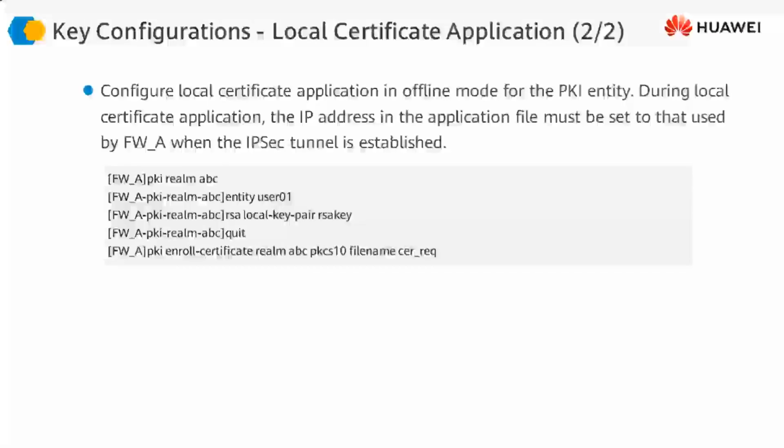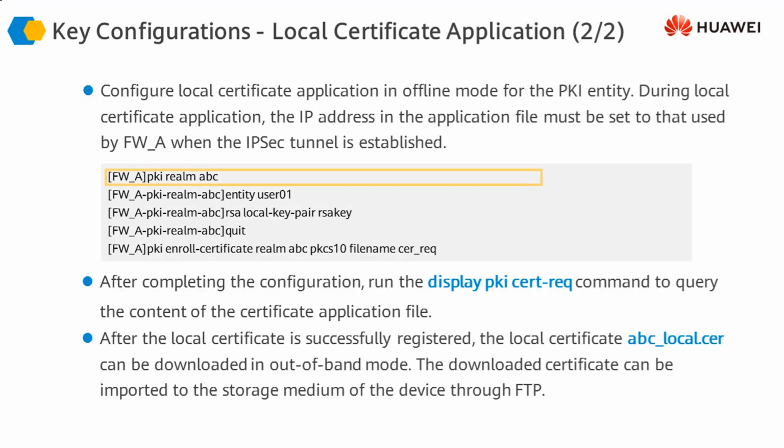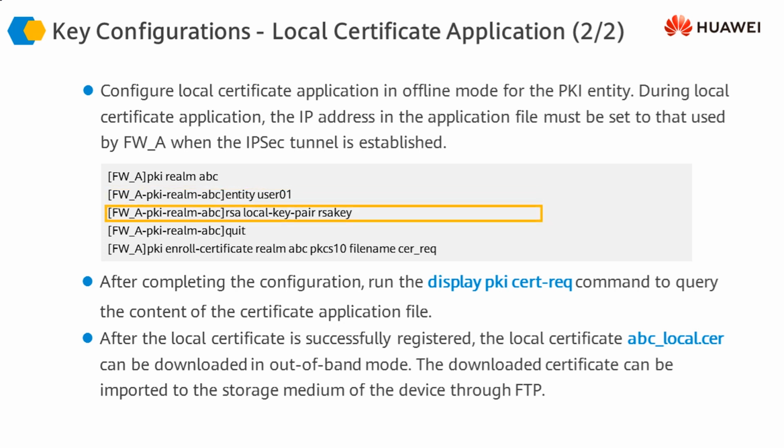Once this is done, then we create a PKI realm. We name this realm ABC. In this realm, we call the entity user1 which we created in the previous step, and we call the RSA local key pair RSA key which we once again created in the previous slide. So both these parameters, this PKI entity and this key pair which we generated previously, we bind them together here in this realm.